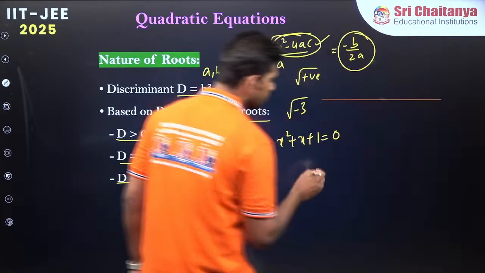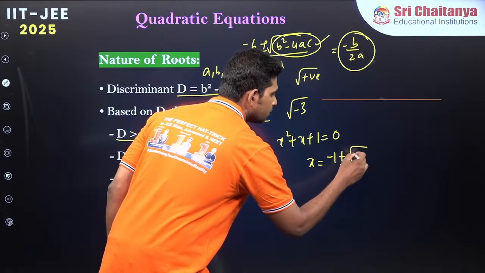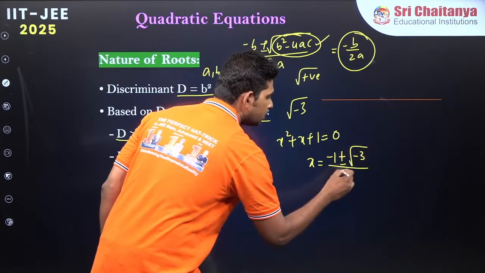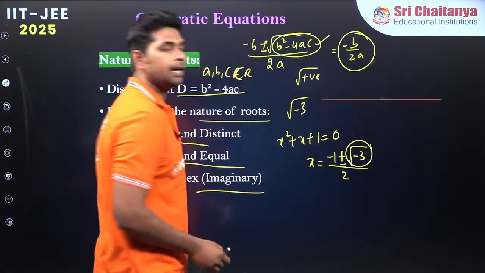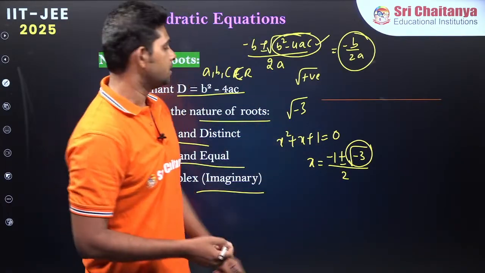Now give me the roots of this equation. x is equal to minus 1 plus or minus square root of minus 3, divided by 2. So this one here is not a real number, for this particular equation, x square plus x plus 1 is equal to 0.